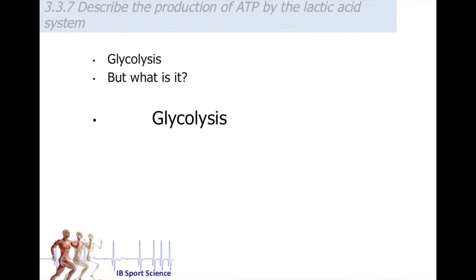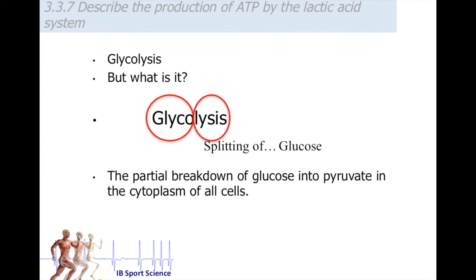So what is glycolysis? Well, we can look at the word and we can try and work out what it means. So lysis, as we know from previous videos, is the splitting of, and glyco meaning glucose. So glycolysis is the splitting of glucose. And it's a partial breakdown of glucose into pyruvate, and it takes place in the cytoplasm of all cells.